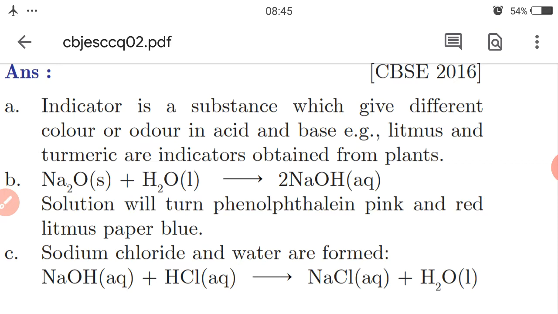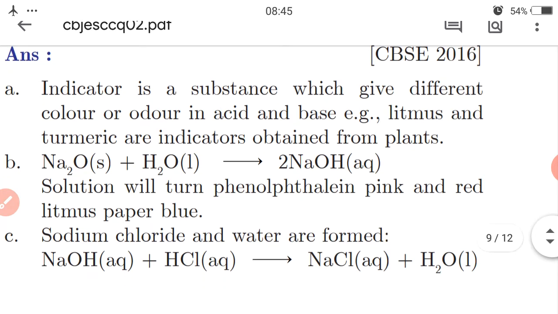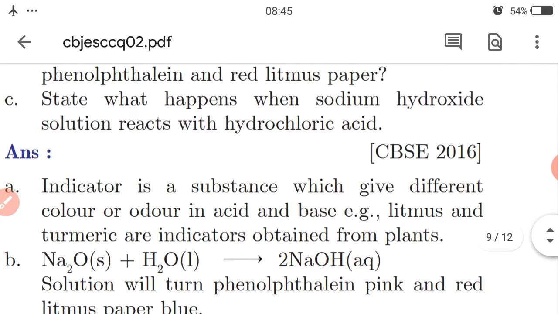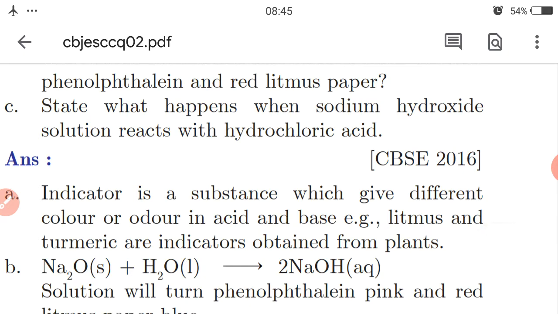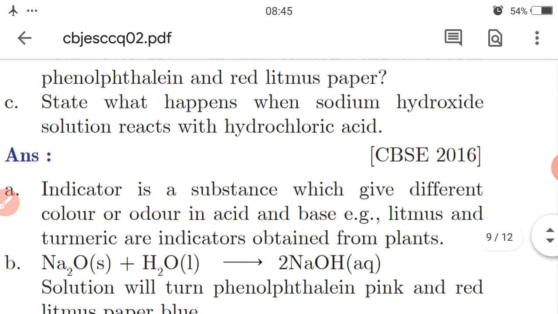So we know that NaOH is a base. So this NaOH will turn phenolphthalein pink, and the color of litmus paper will change to blue. Next is C part: state what happens when sodium hydroxide solution reacts with hydrochloric acid.